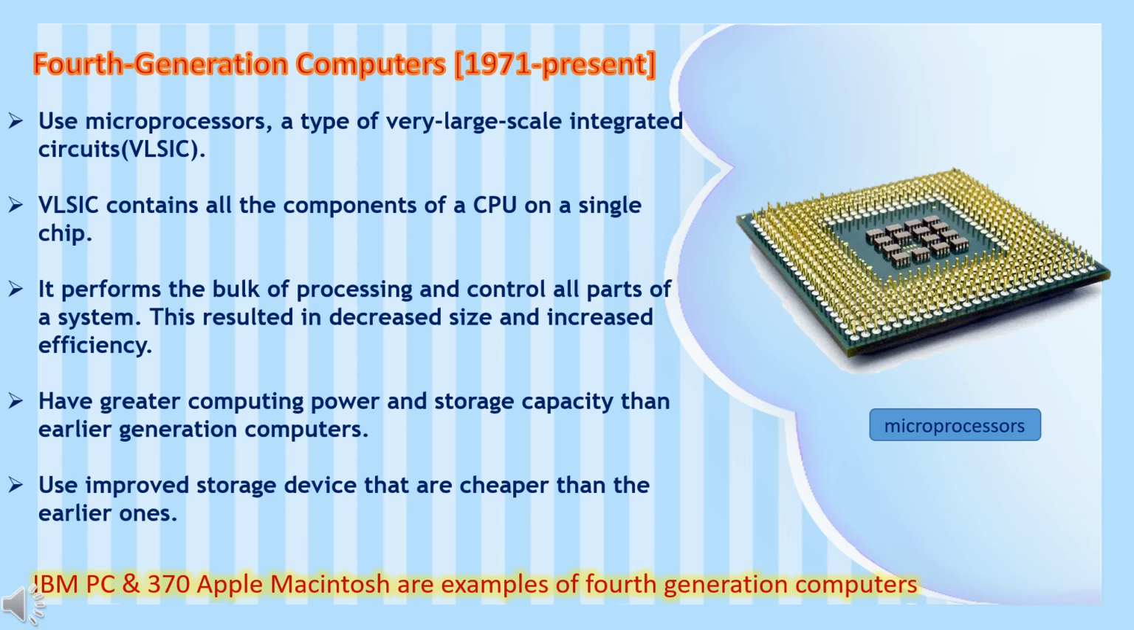They have much greater computing power and storage capacity than earlier generation computers. They use improved storage devices that are cheaper than the earlier ones. Fourth generation computers can be linked together in a network, which led to the development of the internet. The IBM PC and Apple Macintosh are examples of fourth generation computers.